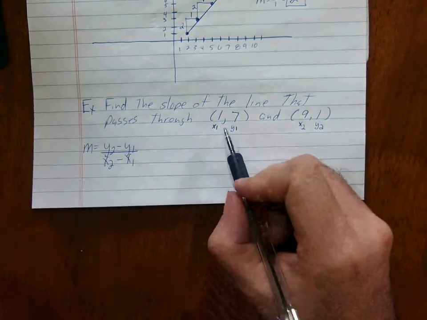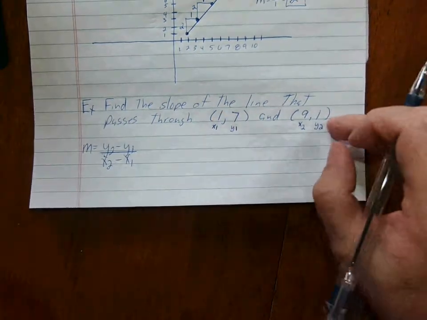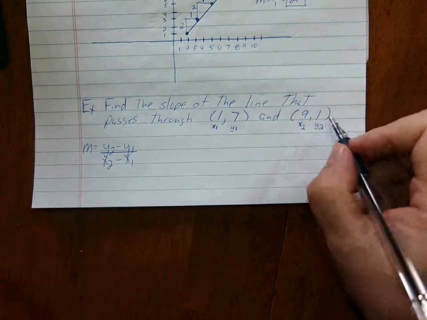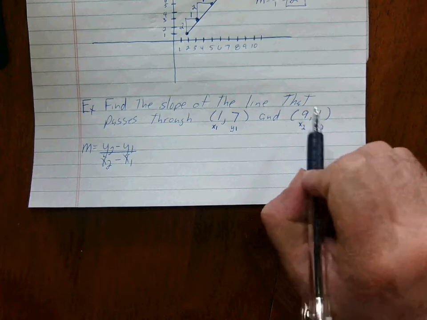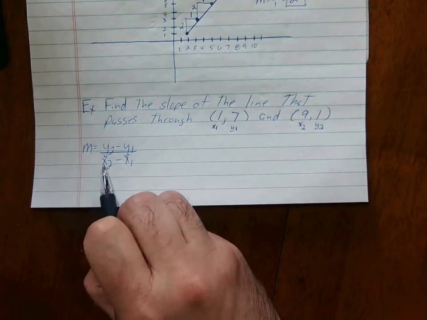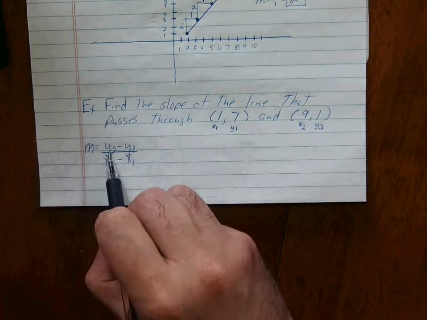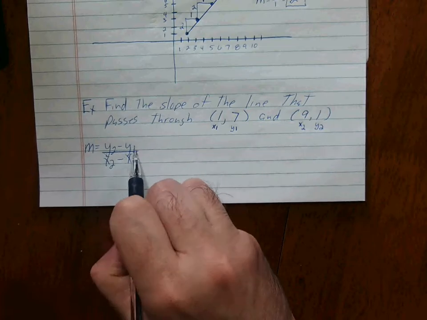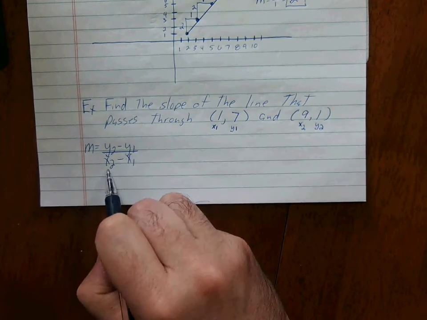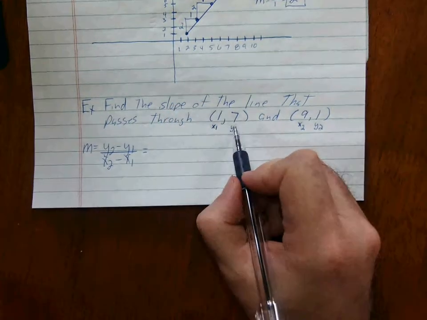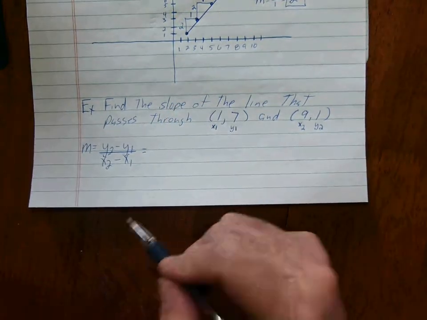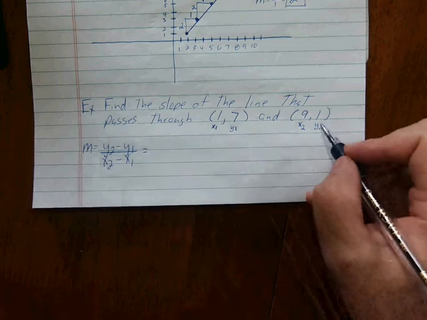So this is your first point, that's why they have the 1s. This is your second point, that's why there's a 2. You always have an x and a y. So make sure that you label them. Write down your formula. So m equals y2 minus y1 over x2 minus x1. Once you have these labeled, once you have your formula down, now you can substitute in.